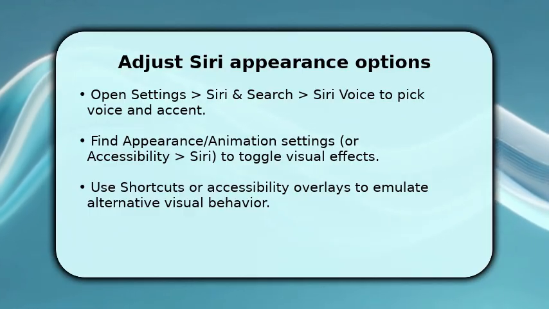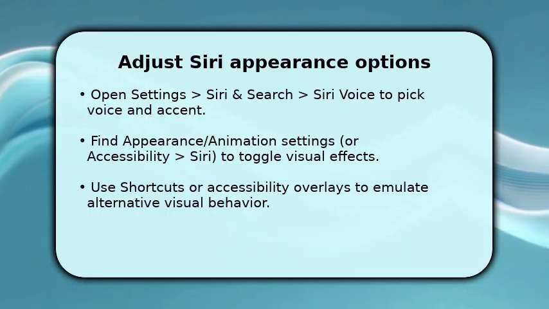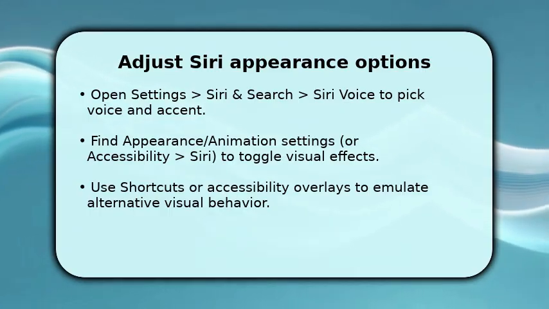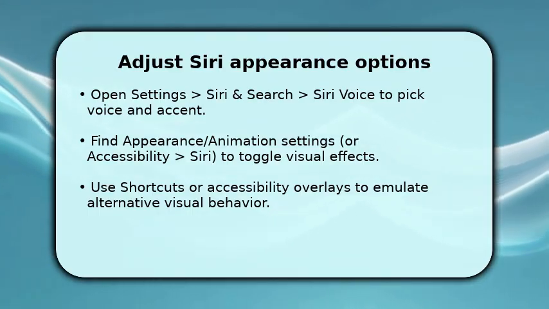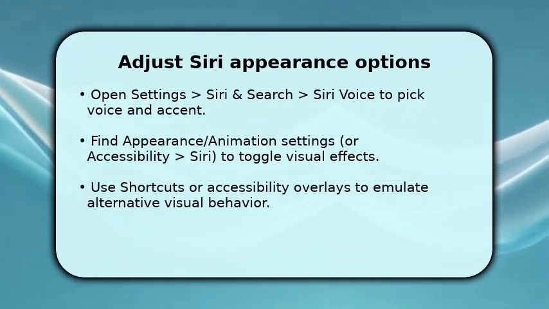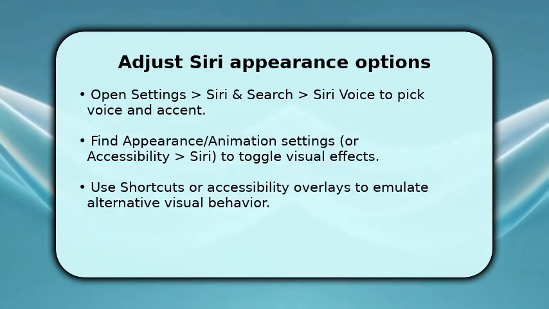Then locate the appearance or animation controls, on some iOS builds under Accessibility, Siri, and toggle waveform, visual effects, or condensed display. If the built-in options are limited, create a shortcut to present a custom animation or use an accessibility overlay. This gives you more control over timing and visuals.